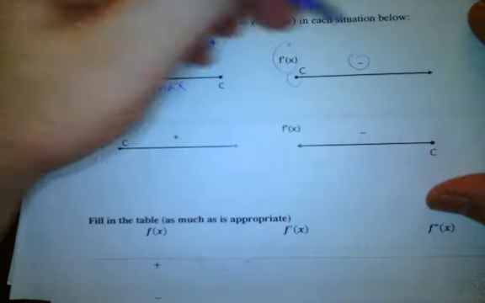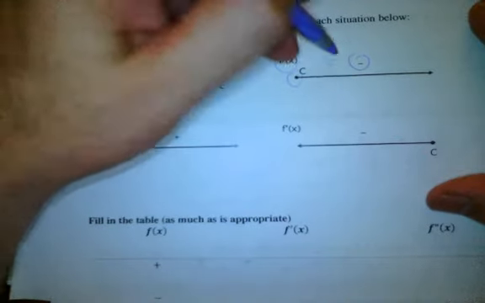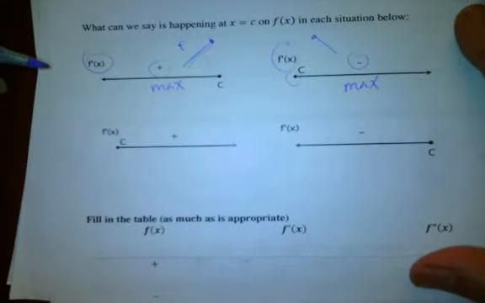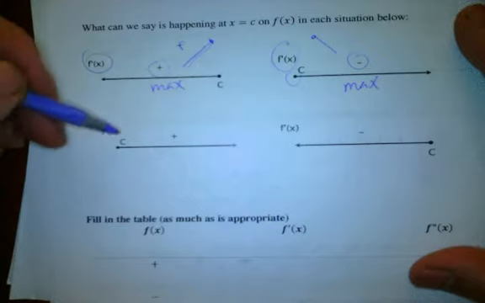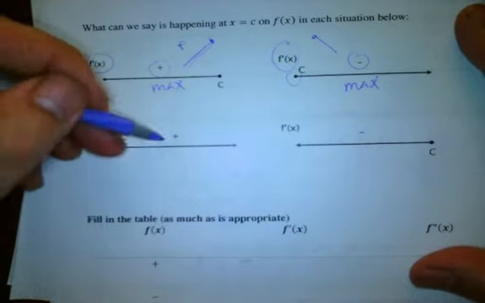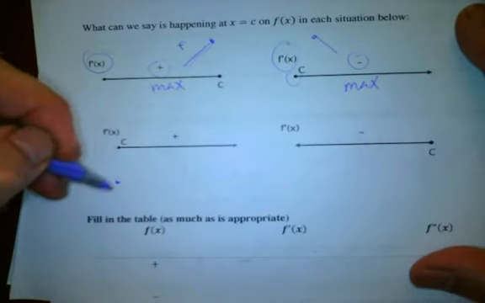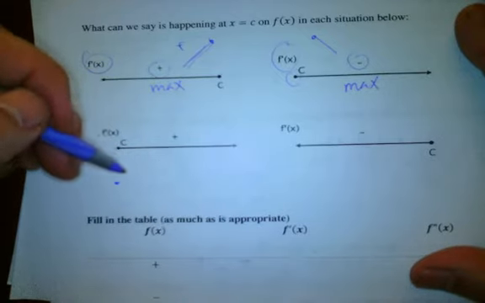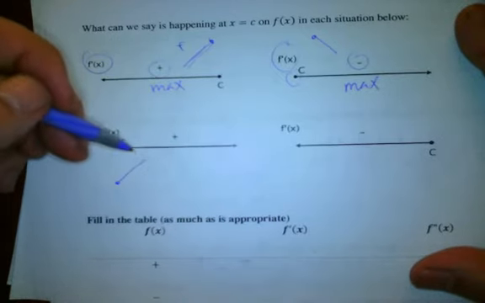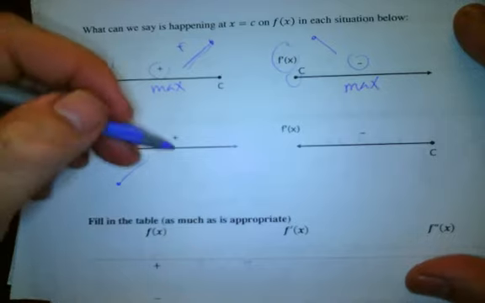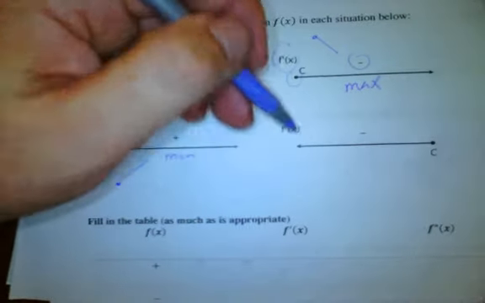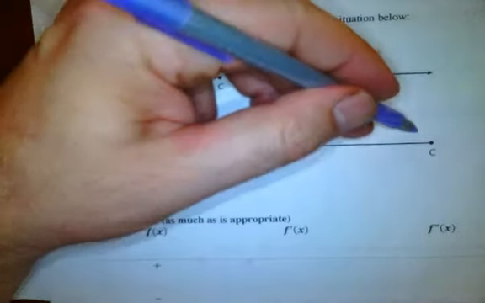Next, what can we say is happening at x equals c in each situation below? Well, f prime is positive to this endpoint, so f would be increasing to a point. So I say there's a max here. And f prime is negative after x equals c, so there's this point, and f is decreasing. So again, I say there's a max at x equals c on f of x.